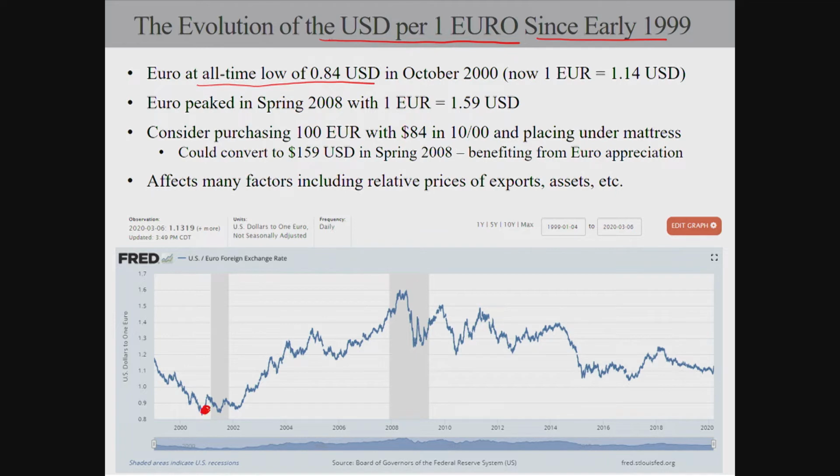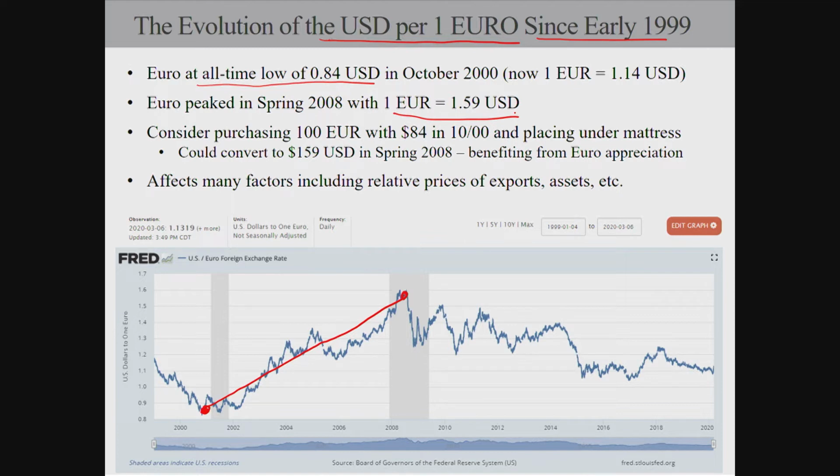And then over the next 7.5 years, the value of the euro appreciated relative to the dollar, so that it required more dollars to purchase each euro. And as you can see, it almost doubled. It went from 0.84 US dollars to 1.59 US dollars.